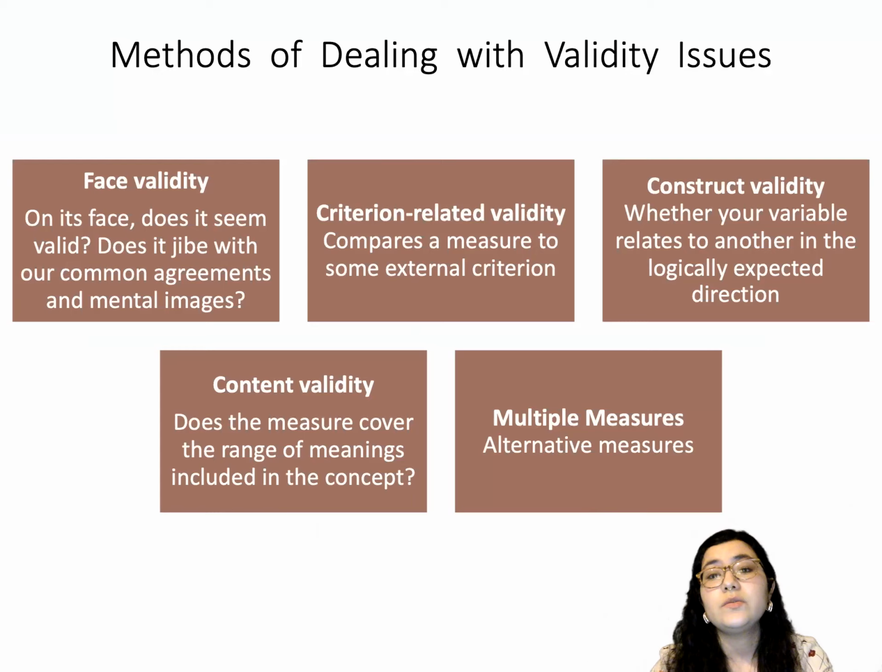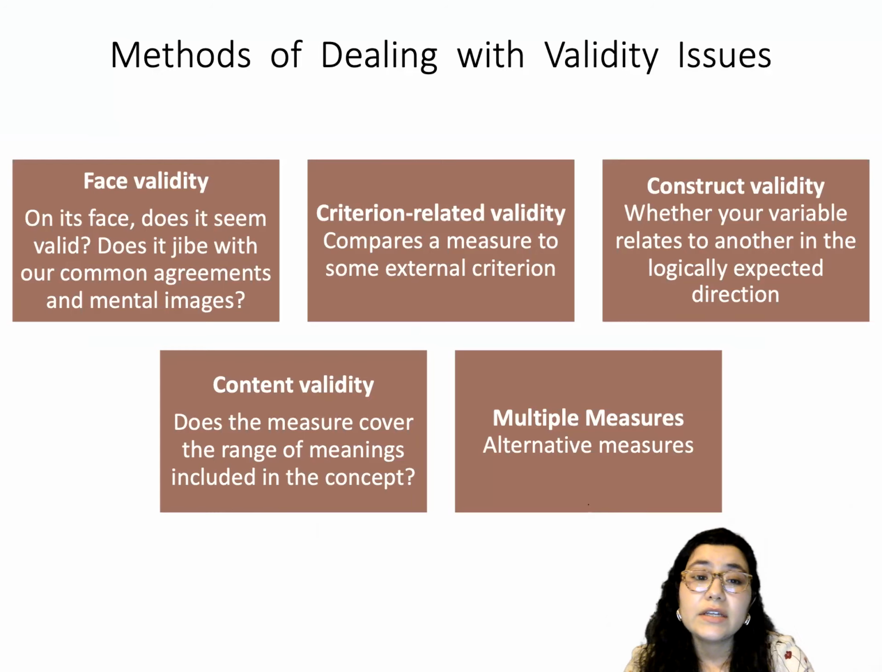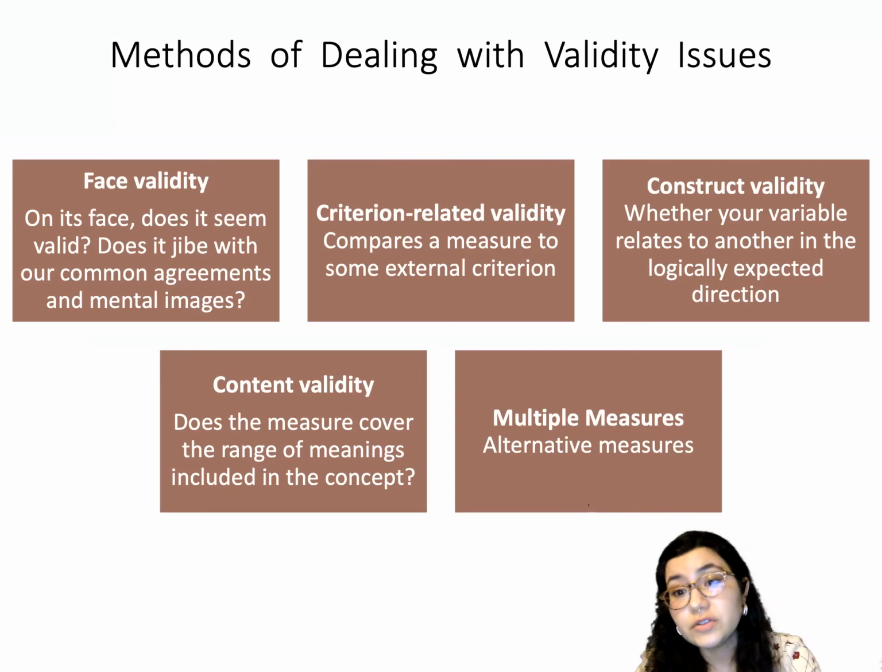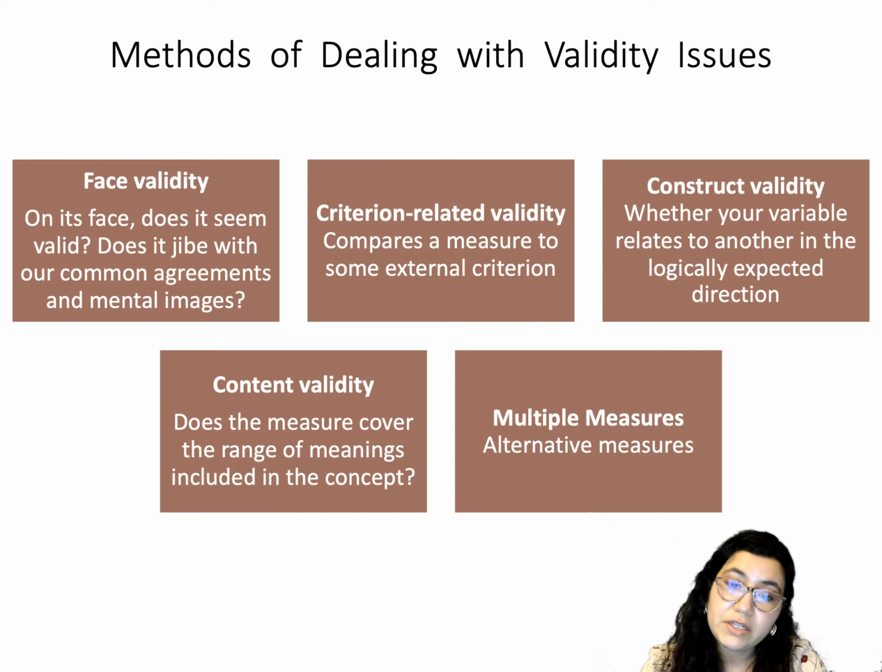So ways of dealing with validity issues is really just logically thinking, does this have face validity? Is it logical? Is there sort of an agreement about the construct? You can use criterion-related validity to compare to another different measure. And you can also create multiple measures or alternative measures for the same variable that you're considering.